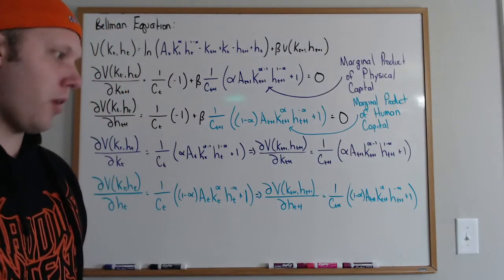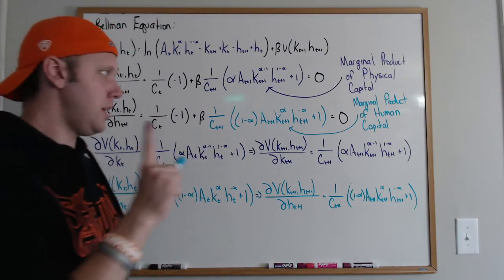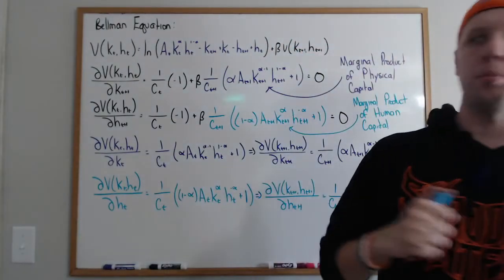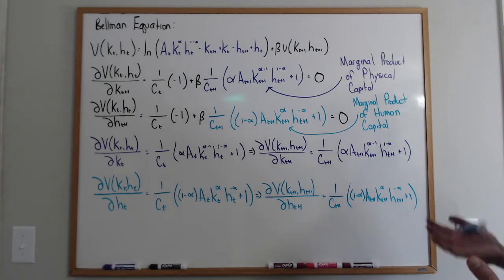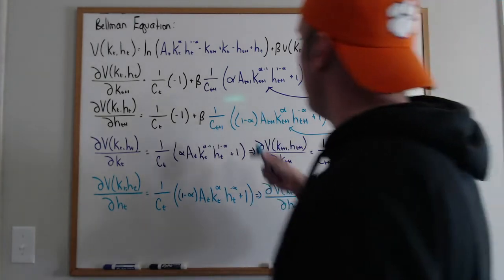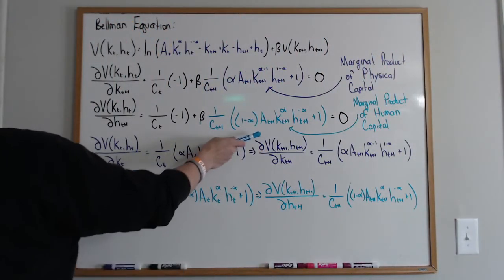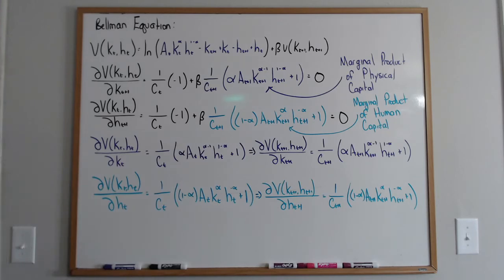This tells me how much more output I will get for adding 1 additional unit of human capital into the production function. So I want to know how much more output I will get from 1 additional unit of physical capital. But then there's also the question of how much more output I get by adding 1 additional unit of human capital, not physical capital. So what that really gives me here are 2 different Euler equations. There's the Euler equation for physical capital and an Euler equation for human capital.